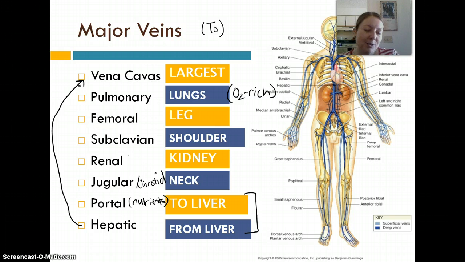So that's just a little detour within the liver, just because of where the liver is located and the small intestines where the nutrients are. So that's the major blood vessels and examples of those major vessels as well.